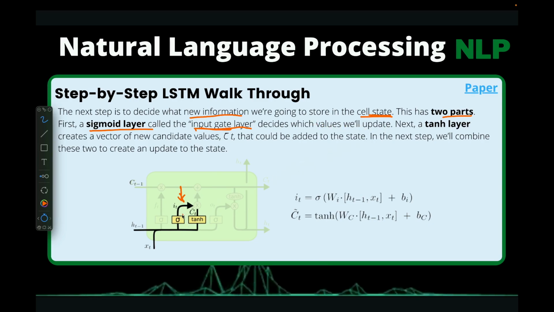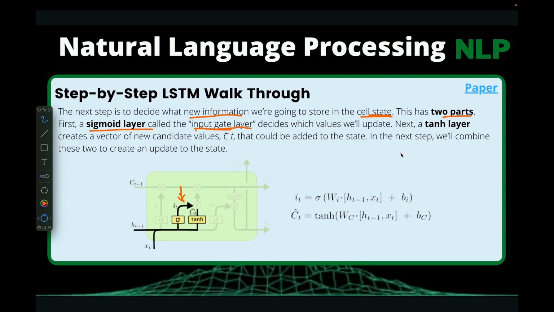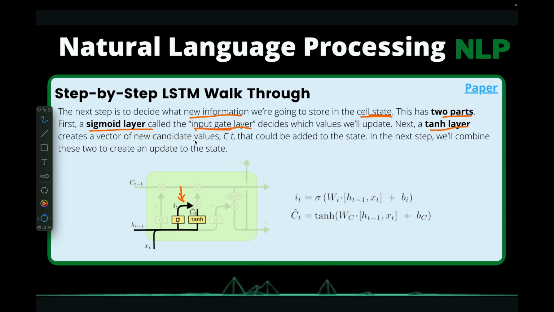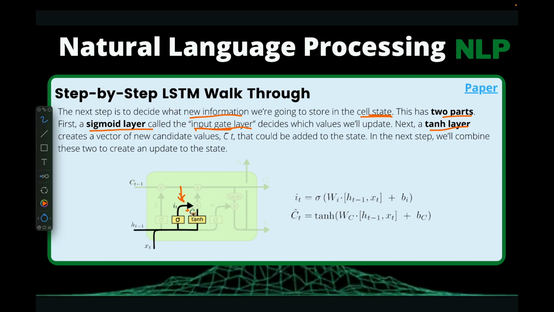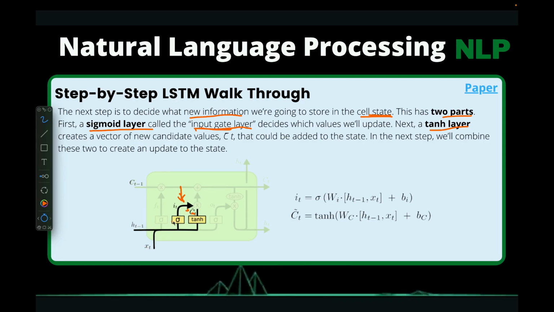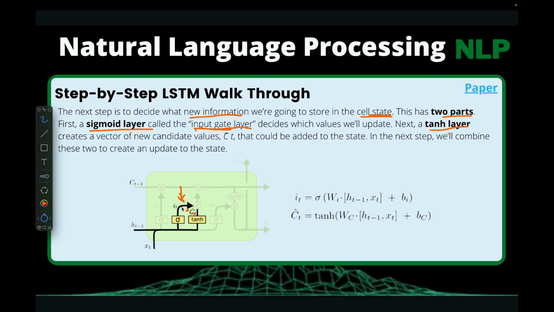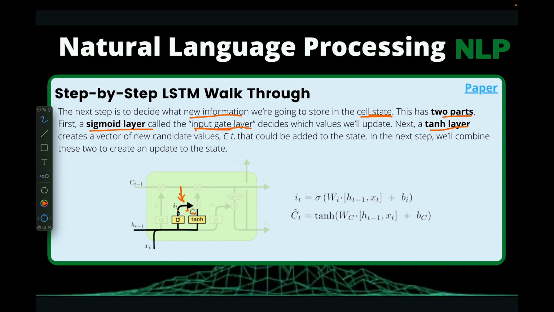Okay, so this one is going to decide which values we are going to update. And then the next one is the tanh layer, which creates a vector of the new candidate values, C̃t. All right, so we have the old state and the old information coming in. Sigmoid here is deciding how much of the new information we are going to store in the cell state.